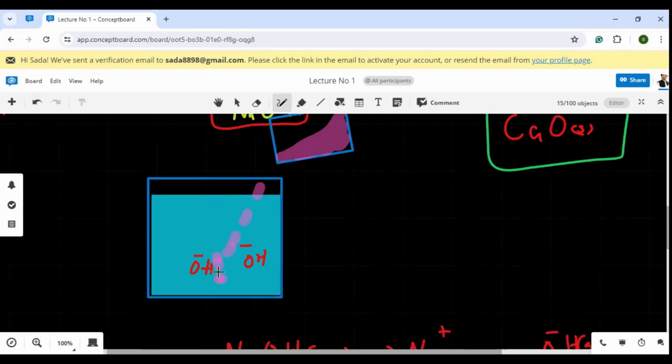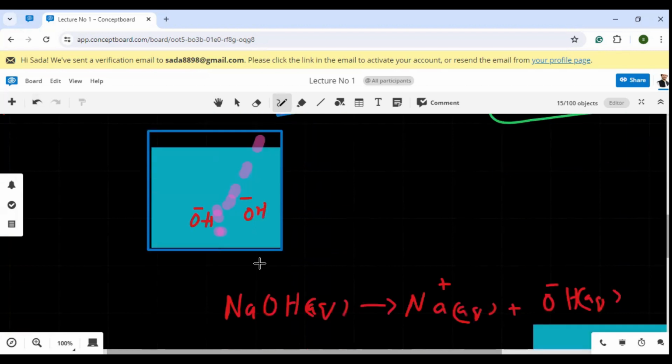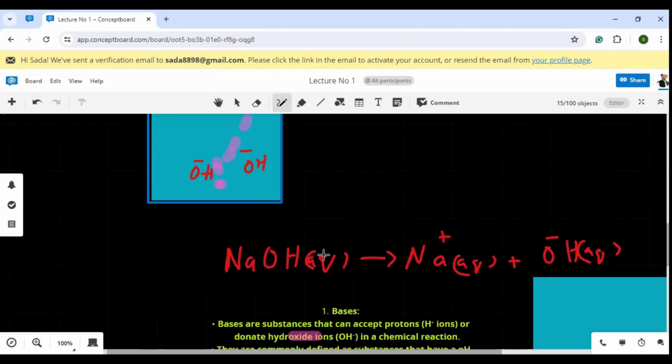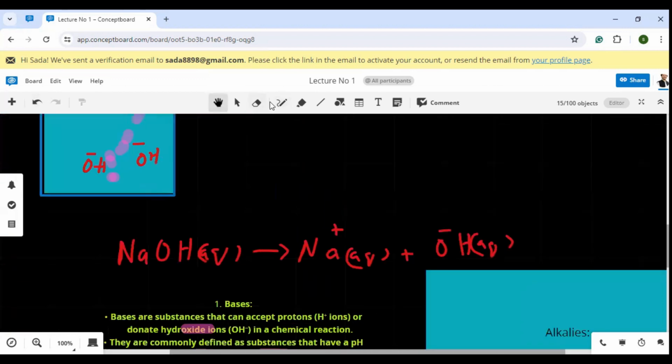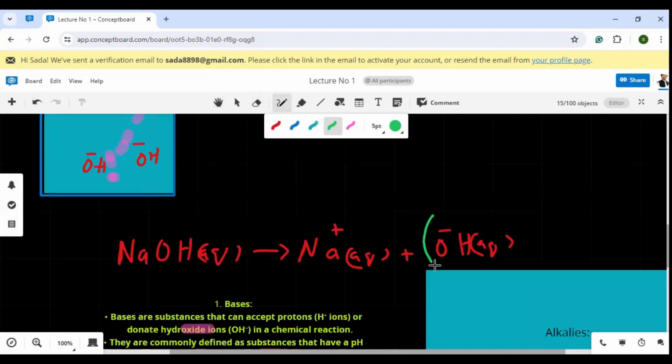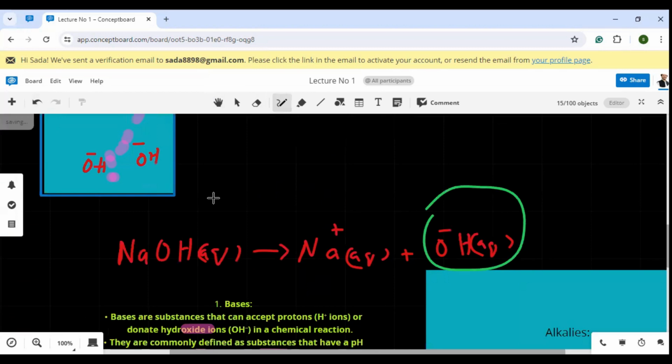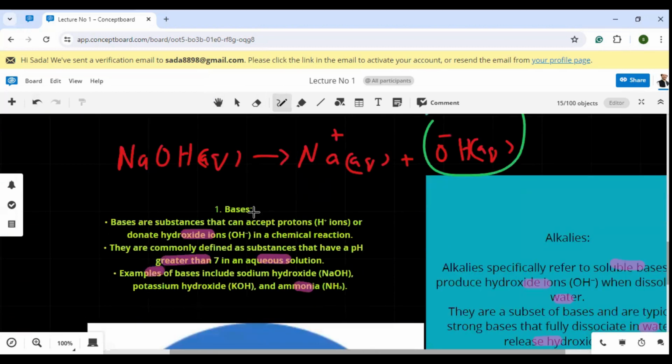So when we add, for example, sodium hydroxide solution, the alkaline, into water, it forms hydroxide ions in solution. For example, sodium hydroxide, when we make an aqueous solution, forms sodium ion plus hydroxide ion in solution.